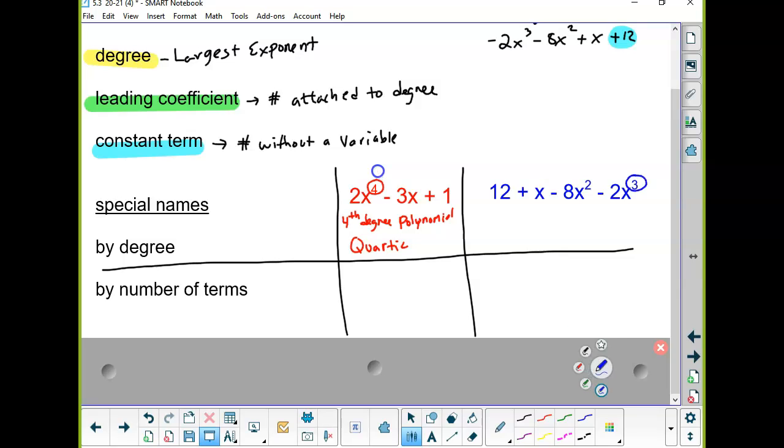Let's look at this one. This one would be considered a third degree. Because it's a third degree, that would be called a cubic function.